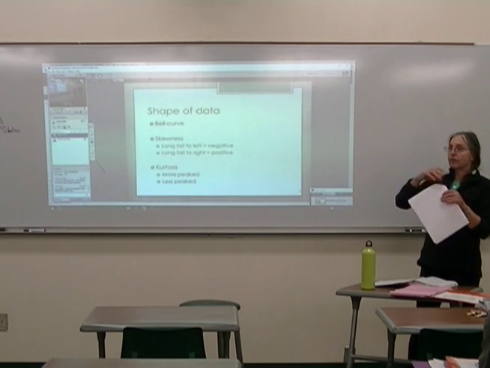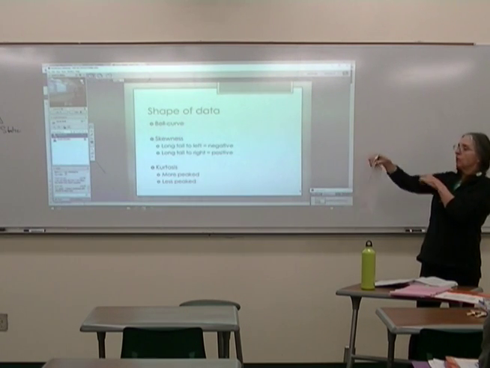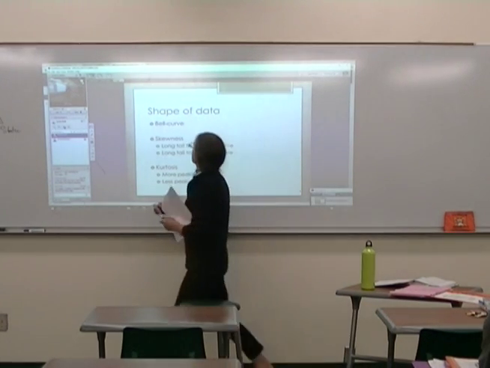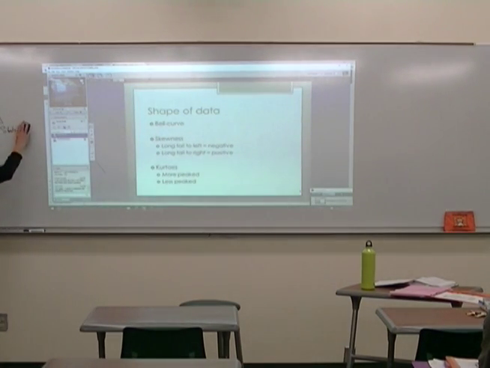Okay, so one of the things that we learn when we run the statistics is, what does the data look like? All right. So it'll have a shape, and if it is good, strong, normal data, it'll be a regular bell curve.